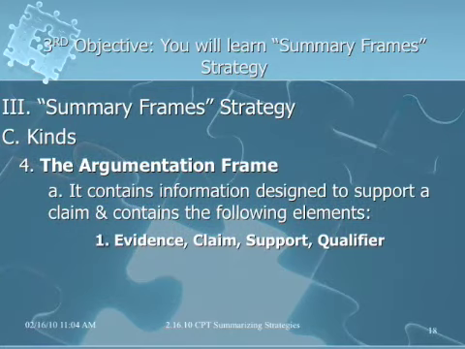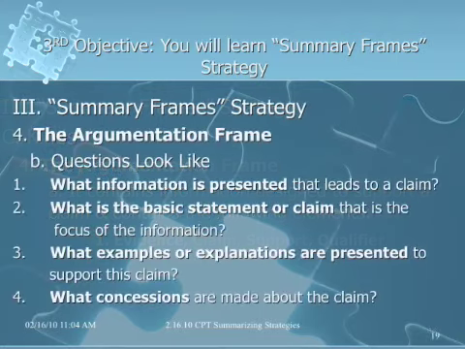Fourth kind, argumentation frame. It contains information to support a claim and contains the following elements: evidence, the claim, the support, the qualifiers. These questions are, what information is presented that supports the claim? What's the basic statement or claim that focuses the information? What examples or explanations are presented to support this claim? What concessions are made about the claim?